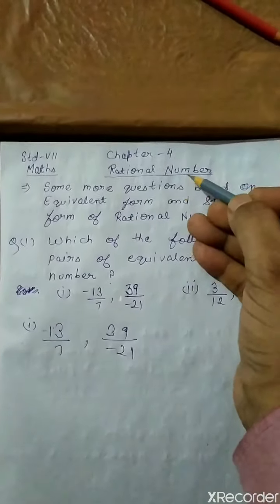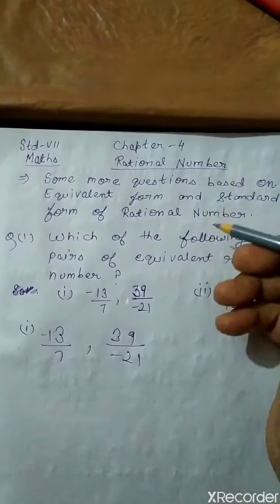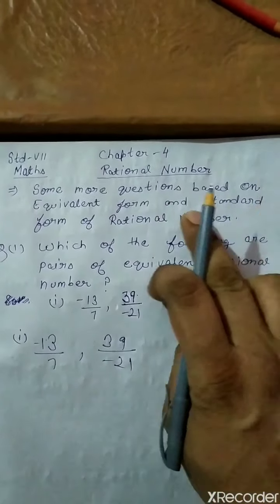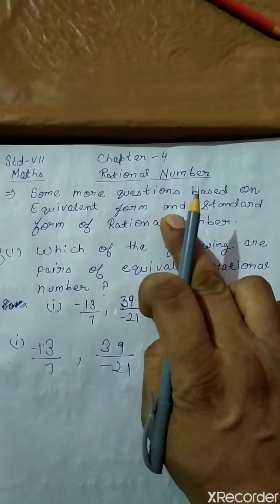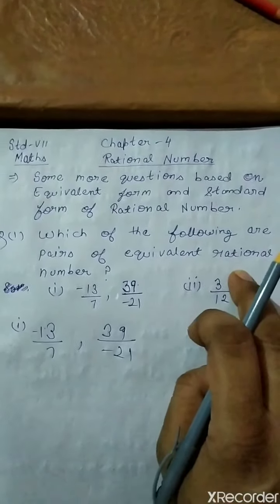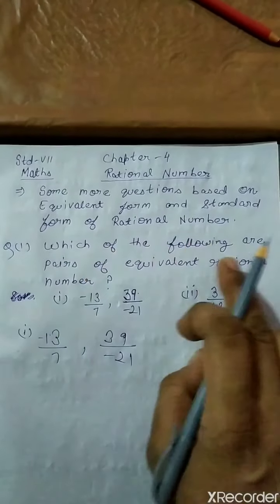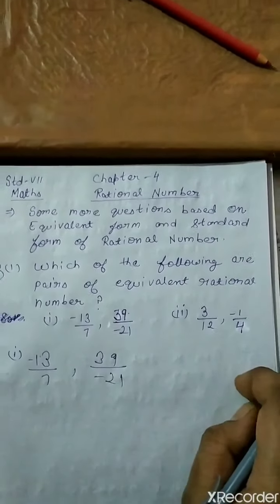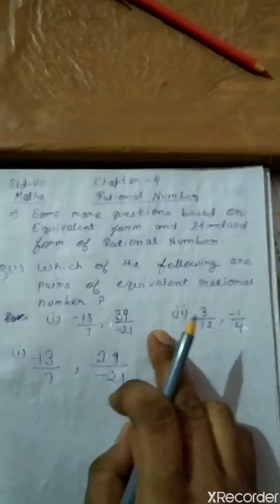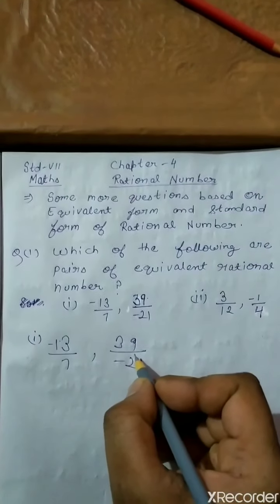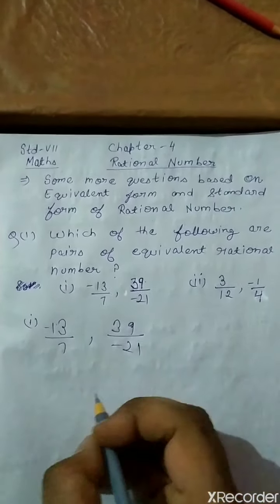Students, it is chapter number 4, rational number, mathematics for standard 7th, and today we will discuss some more questions based on equivalent form and standard form of rational number. So here we have the question: which of the following are pairs of equivalent rational numbers? Two pairs are given, first and second. In the first, the number is minus 13 by 7 and the second number is 39 by minus 21.